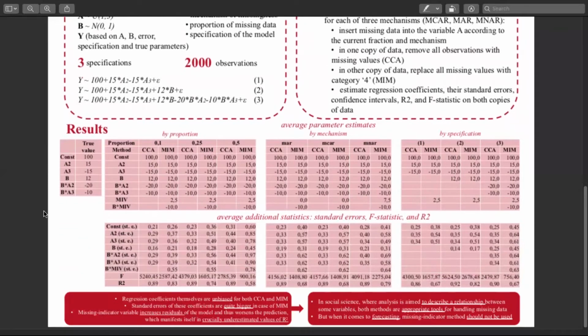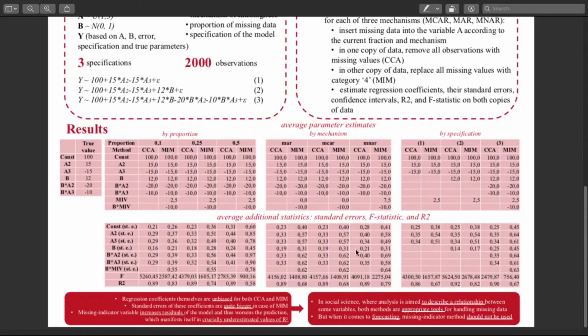The results that we obtained are quite non-trivial. First of all, we observed no bias for both methods at any considered circumstances. You can see here that estimates of regression coefficients are exactly the same as their true values that we used when we generated data. So the results are unbiased when we use both CCA and MIM. But when it comes to other statistics, everything changes.